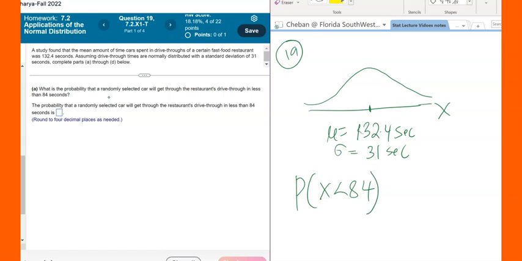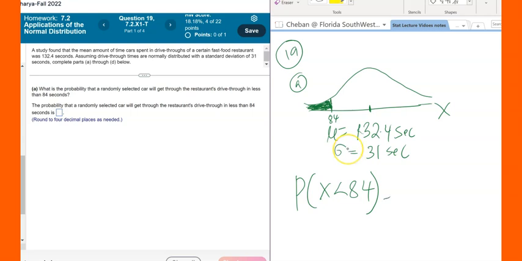Therefore, if you make a graph for this scenario, the mean is 132.4 here, and 84 is here. Okay, this is the 84. Pretty much you're looking for this area. In part A, you're looking for this area, less than 84 seconds.